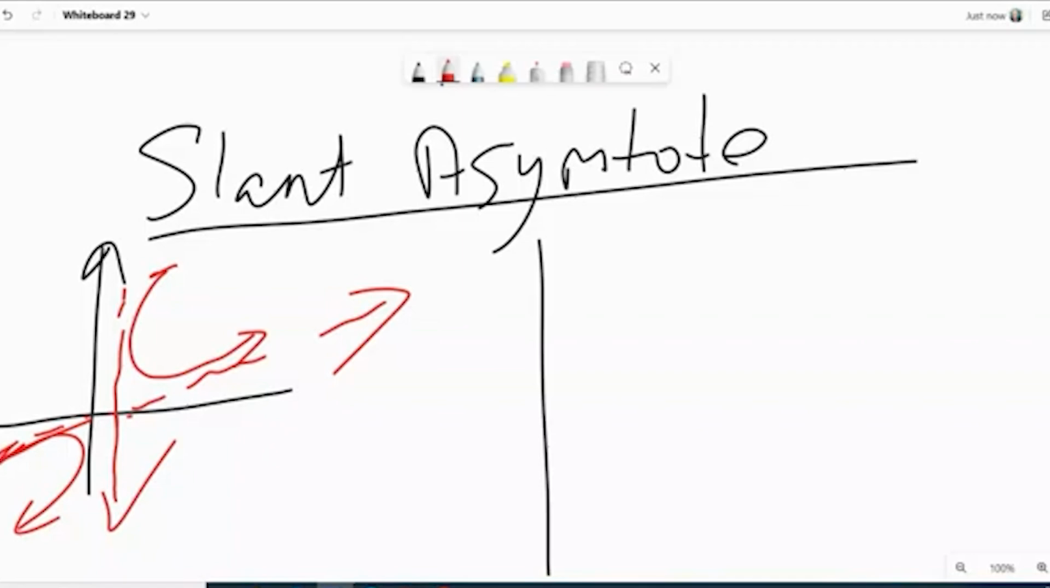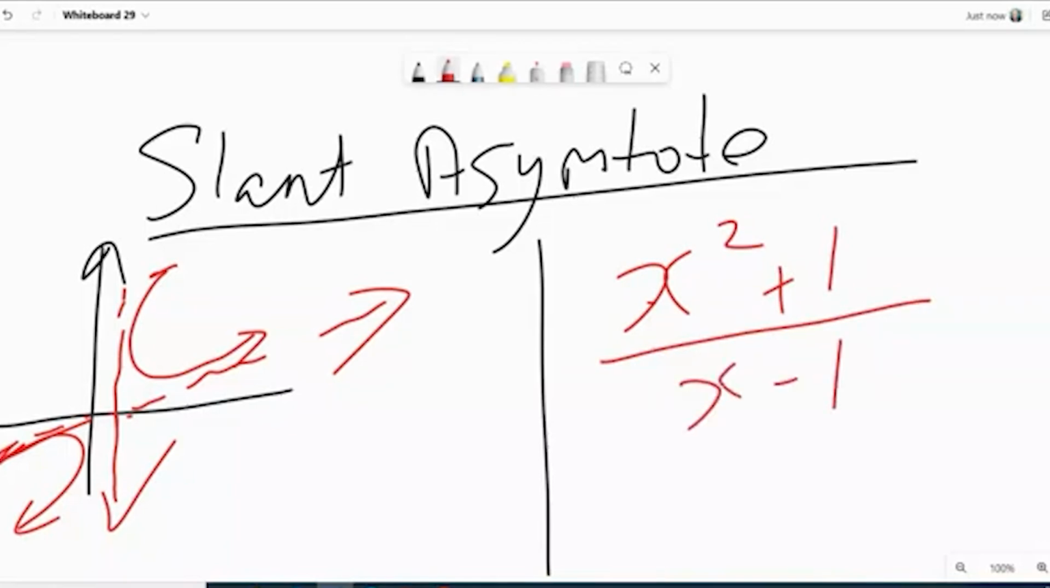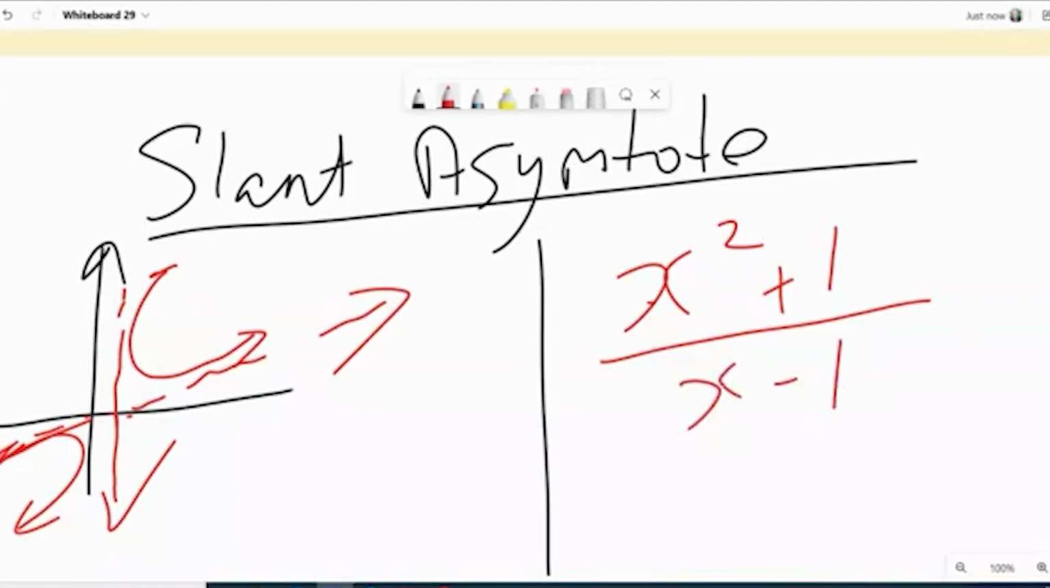So when do we have a slant asymptote? I'm going to write a question. So let me just make up a question. I'm making it up so that we can look at an actual question. x squared plus 1 divided by x minus 1. I wanted to see this function.